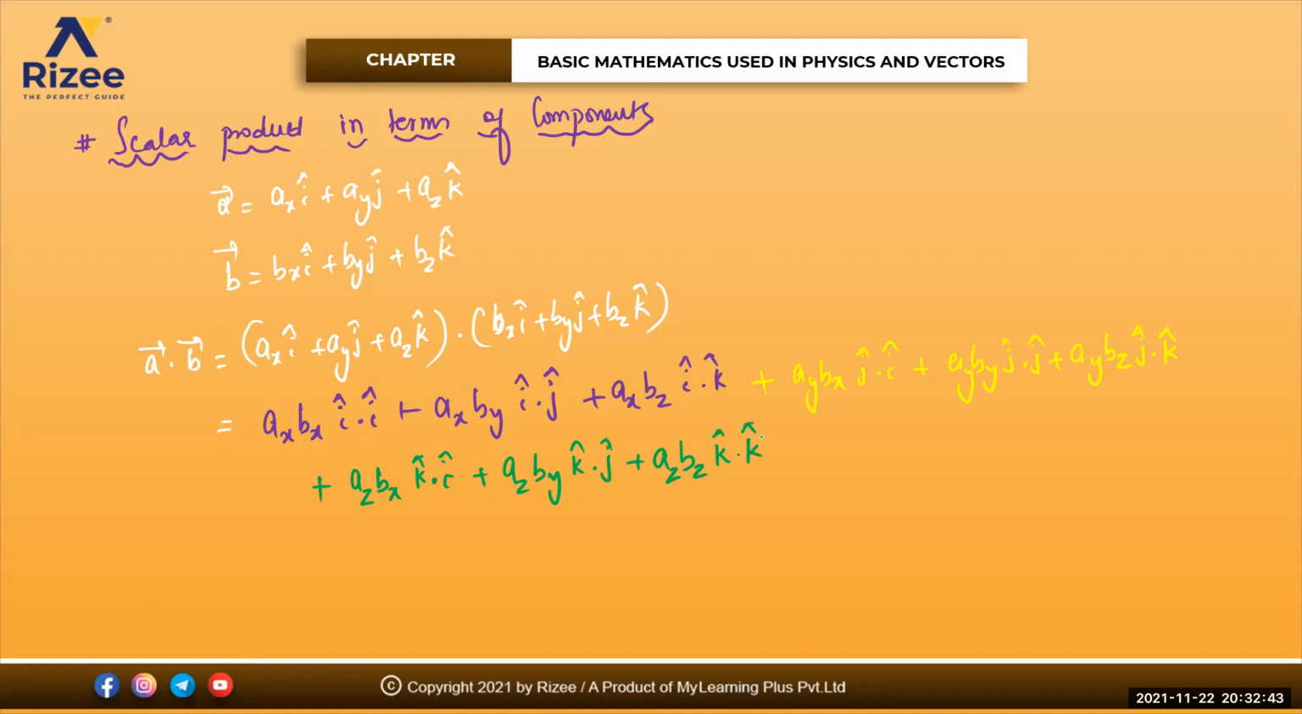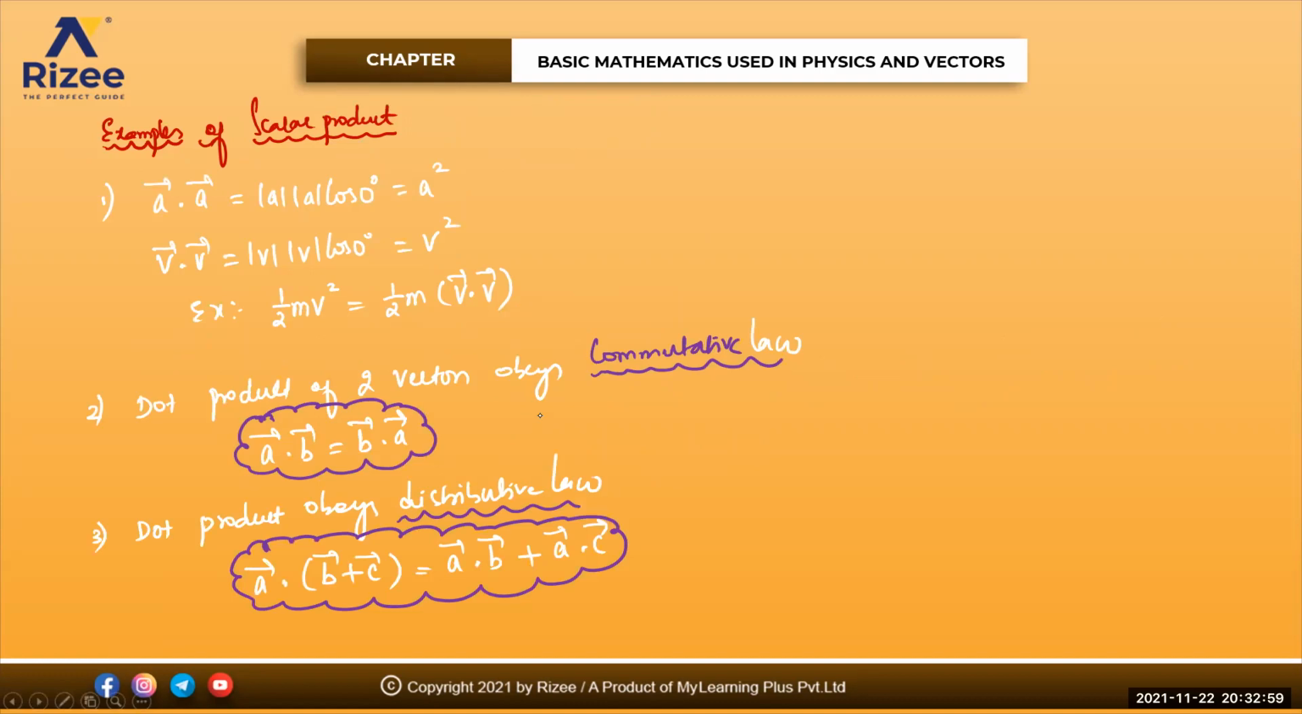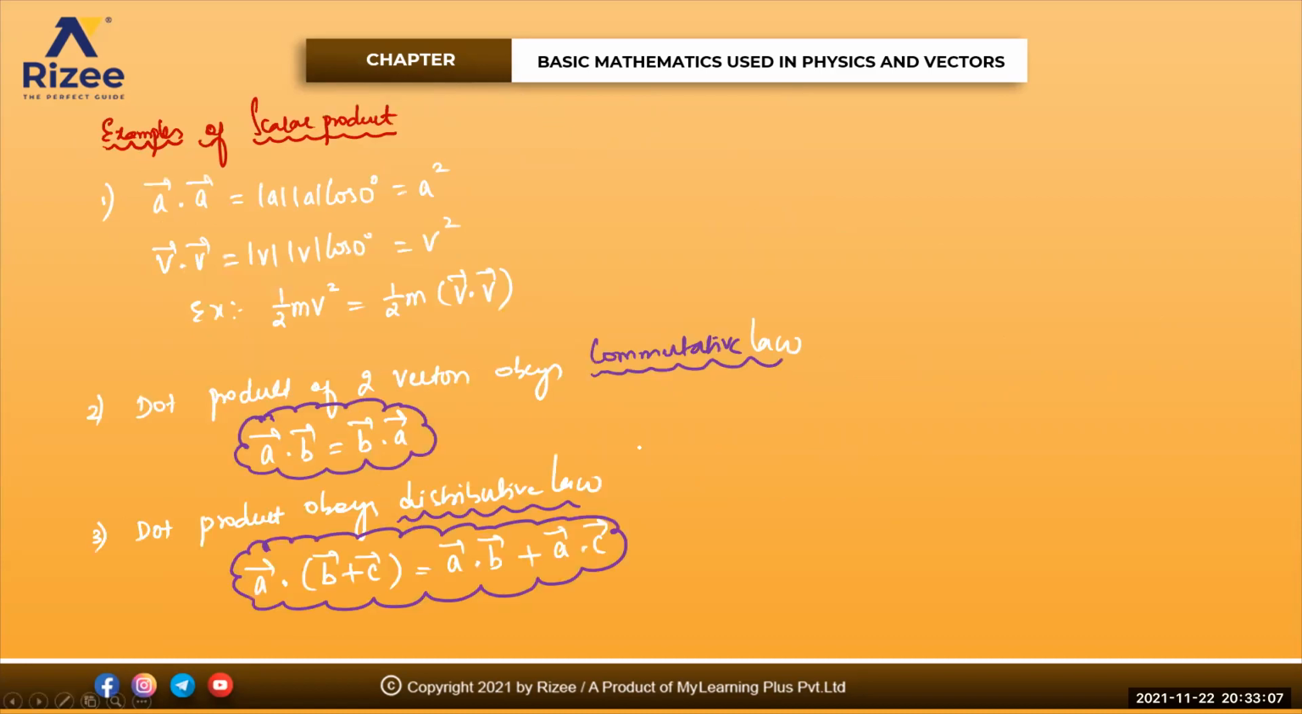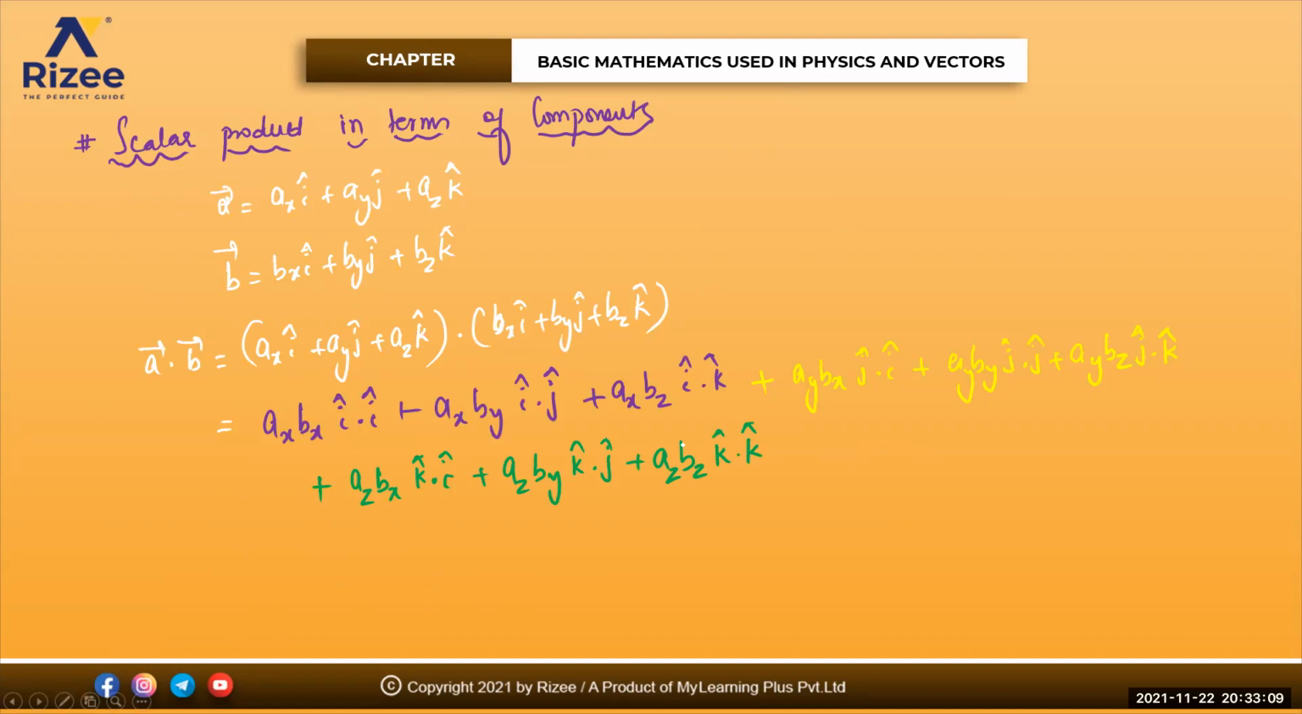Now tell me which will get cancelled. Anyone? Which will get cancelled? Perpendicular unit vectors will get cancelled. See here. i cap dot j cap is 0. j cap dot k cap is 0. k cap dot i cap is also 0. All the perpendicular vectors will get 0.